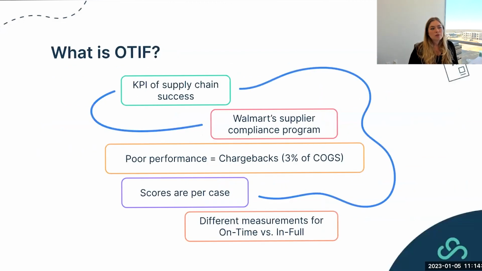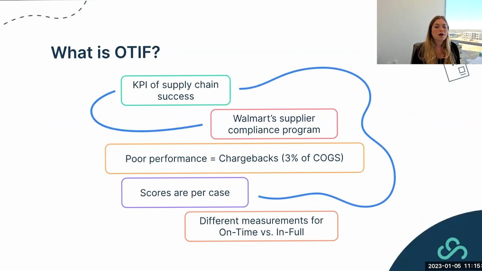All right, so let's take a deeper dive into OTIF. OTIF is a program that Walmart introduced to take almost like a gut check on how a supplier is performing when it comes to their supply chain. Walmart is really focused on the customer. They want to make sure that the customer has the right product at the right time and the right quantity, and they want to avoid out of stocks.